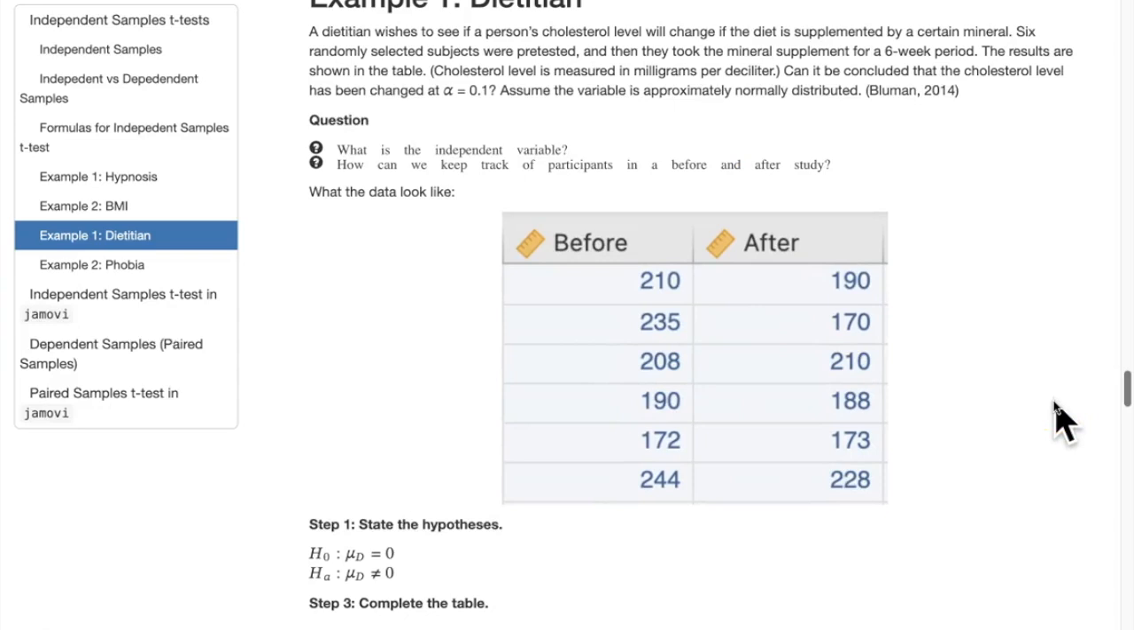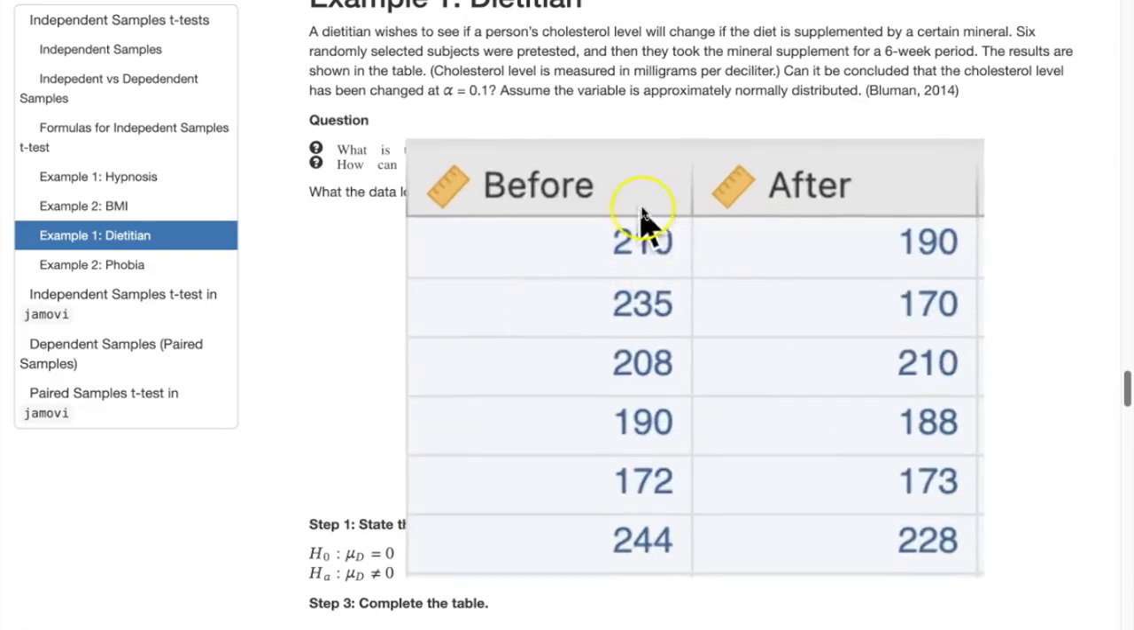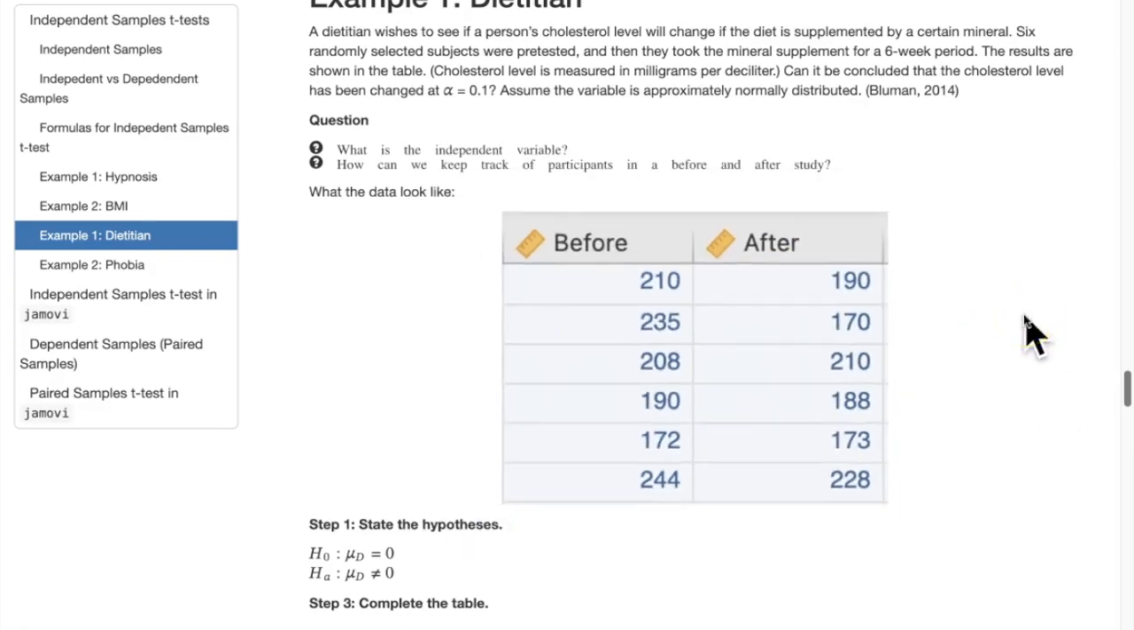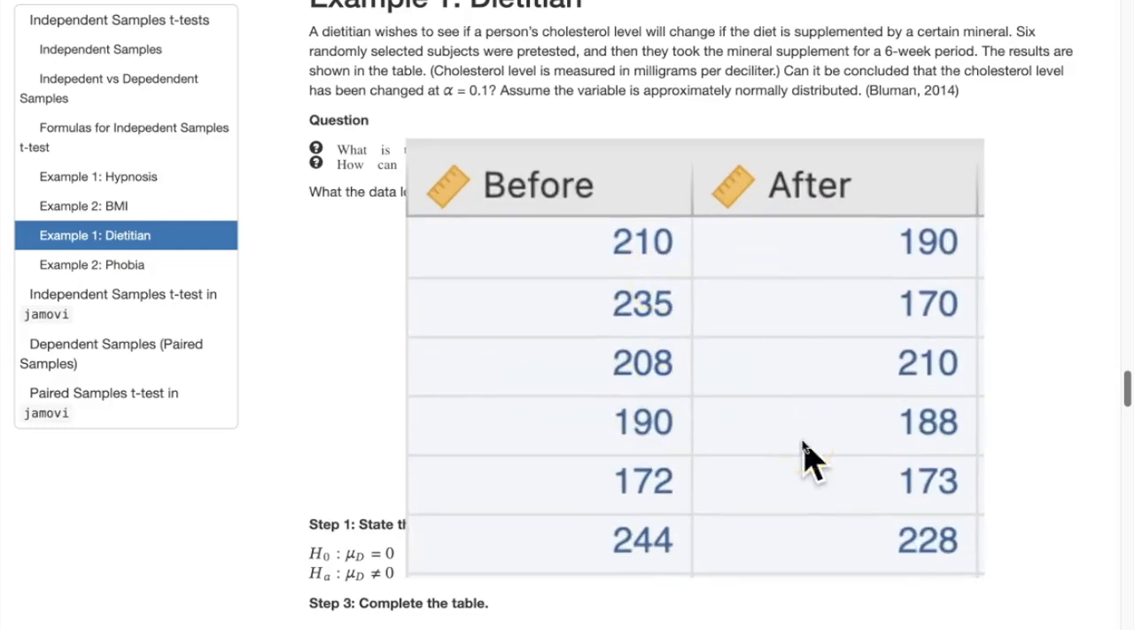Here, you need to think about what the independent variable is. Remember, the independent variable is always going to be nominal, and there are no nominal variables here. You can think of it as imaginary, or not really. It's just that in jamovi, it looks better if we have the two measurements in two columns. But basically, the nominal variable here is the before and after. Those are two categories, and it's what's separating our samples.